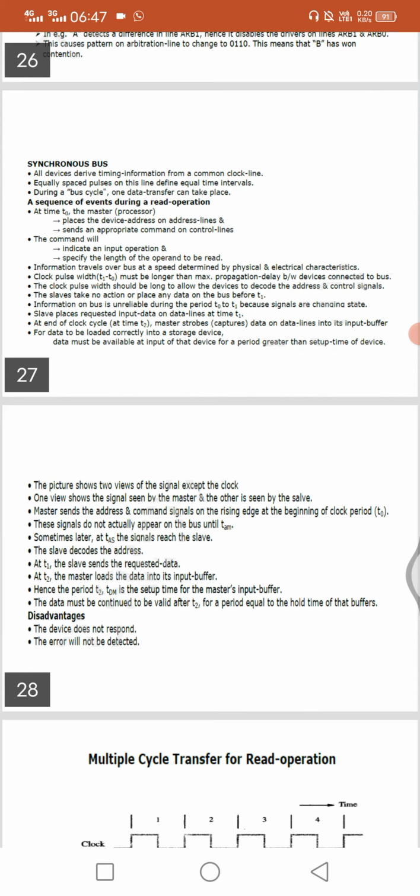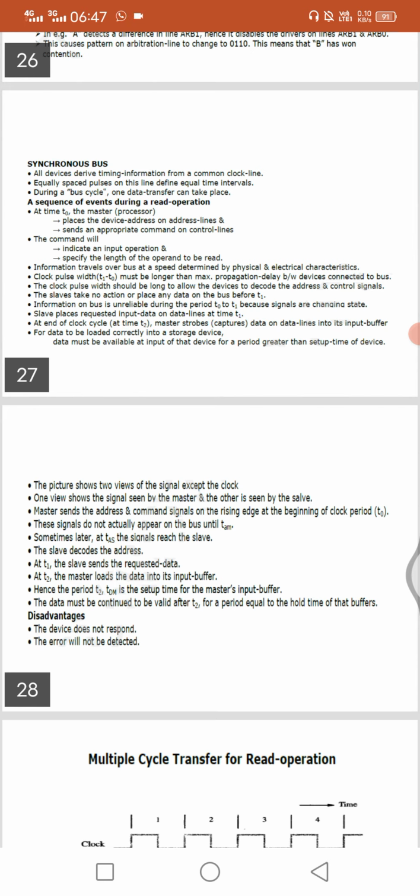Hi students, next topic is about bus. You already discussed in your previous classes what a bus is. Now we discuss the two types of bus, that is synchronous bus and asynchronous bus.